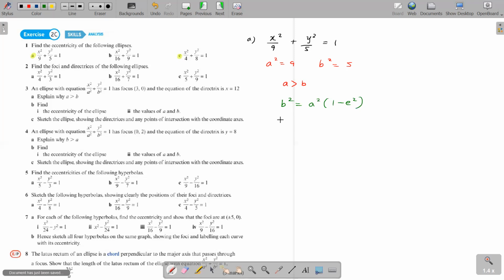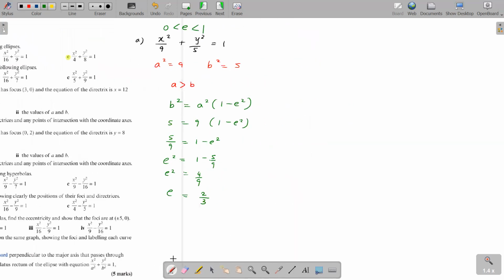So b square is 5, a square is 9, times 1 minus e square. I end up getting 5 over 9 equals 1 minus e square, so e square equals 1 minus 5 over 9, which is 4 over 9. E is between 0 and 1, so I don't need to put plus or minus here. E is 2 over 3. We don't need plus or minus because we clearly know that for an ellipse e is between 0 and 1.